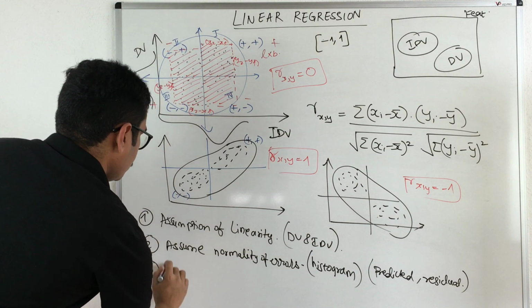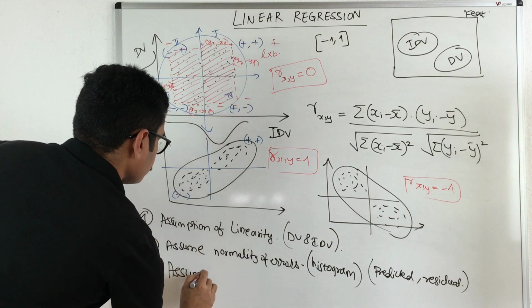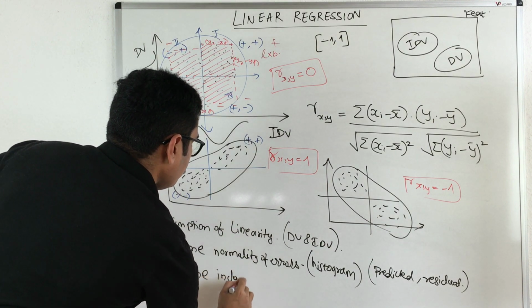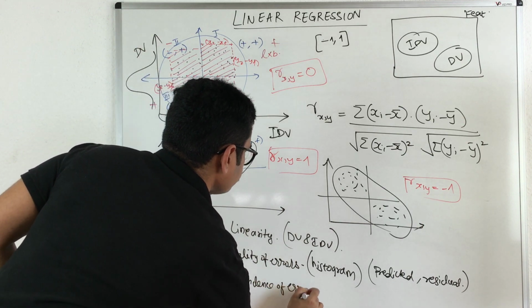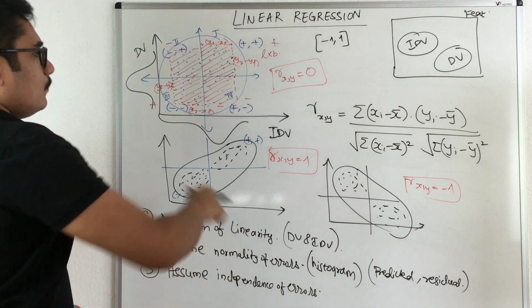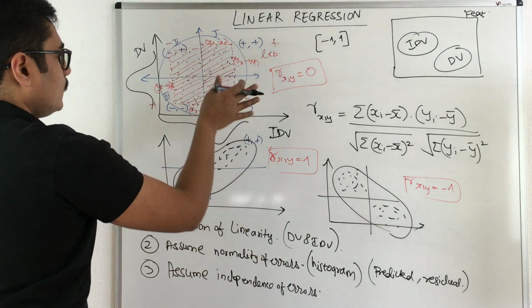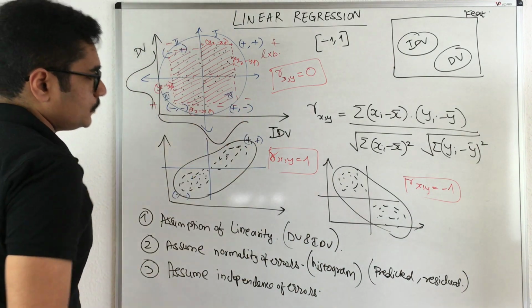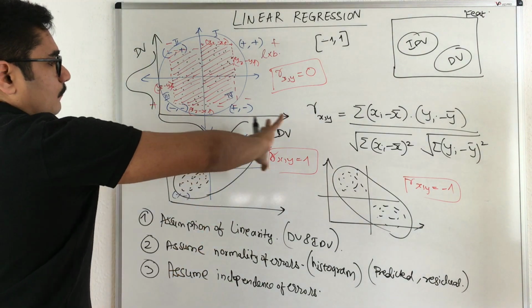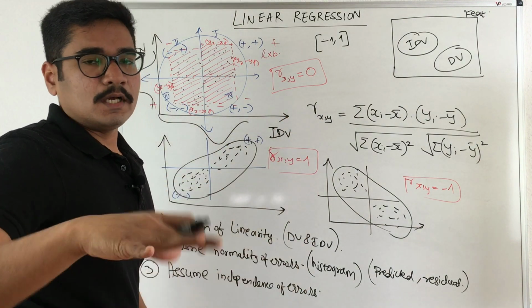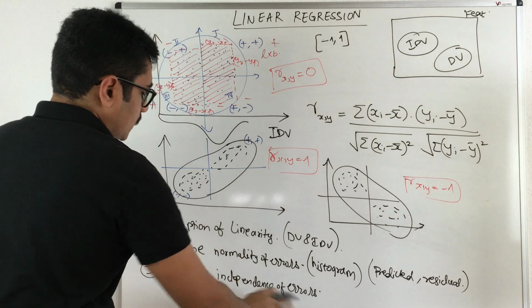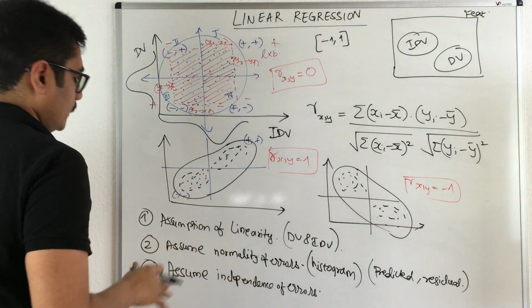The third one is the assumption of independence of errors. You have 2 dimensions, one dependent variable dimension and one independent variable dimension. The errors in one dimension are not influenced by errors in the other dimension. So there is no kind of correlation among these errors which are happening.